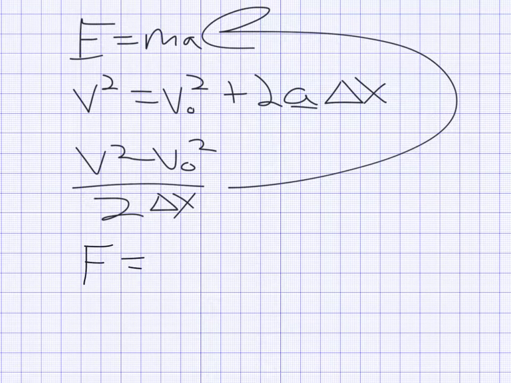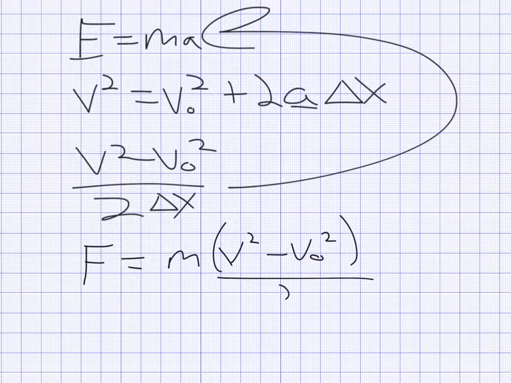F equals m, and instead of a, it's going to be, so let's do parentheses here, v squared minus v naught squared over 2 delta x. I think that's it. All right, I'm getting ahead of myself. Now that I've got it all solved, I can substitute in. My starting velocity was rest, so that goes away. Makes this a little easier.